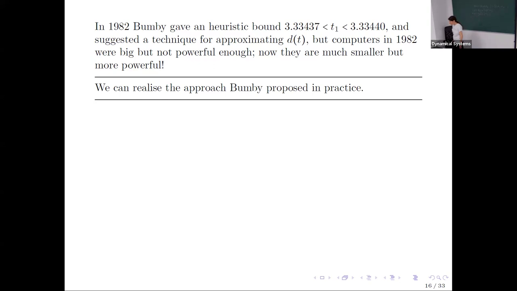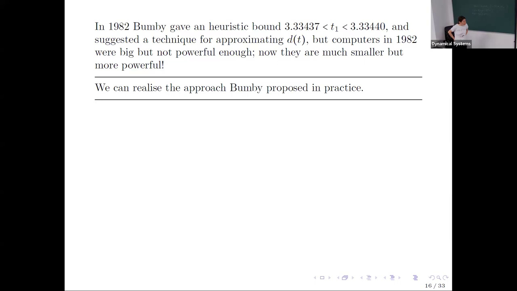So this is the value t1, and he gave an estimate which seems to be accurate to 3 digits, but it was not verified. In his paper, he claims the values of some Cantor sets to be something, but there is no proof to justify this. I really don't know how he obtained his estimates on the dimension, but we didn't find any mistakes.